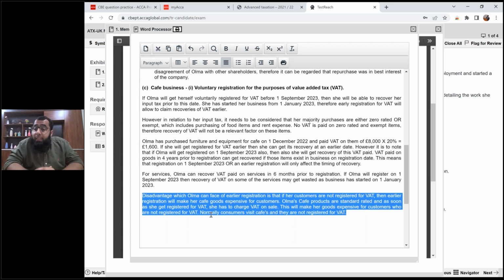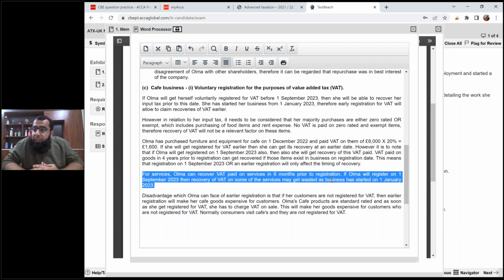Yes, the staff cost can create VAT implication. So I have written here that yes, it will create earlier recovery. I have written that earlier registration means earlier recovery. Is it clear?